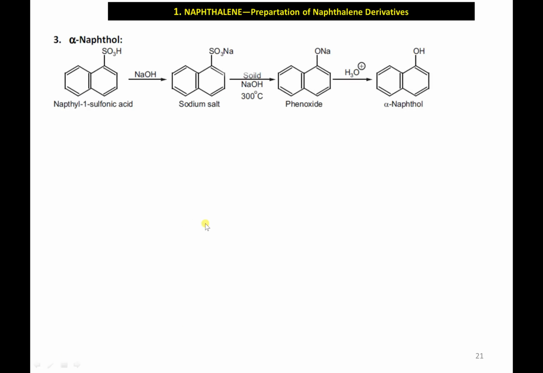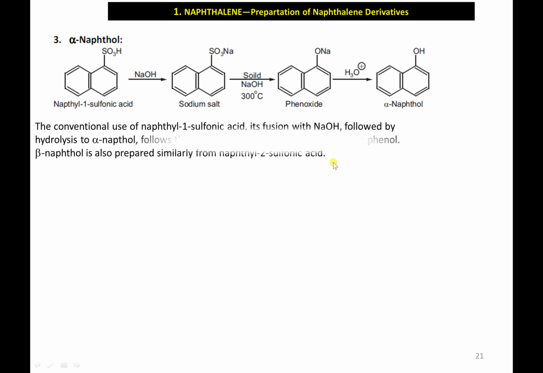A further derivative is alpha naphthol, which is again like phenol. You make the sulfonic acid, you make the sodium salt, you cook it with solid NaOH to get a sodium salt, and then further with solid NaOH at higher temperature you get the sodium phenoxide, and then you hydrolyze it, and you get the corresponding phenol after acidification. This is a very conventional method like benzene, starting from naphthalene to the sulfonic acid.